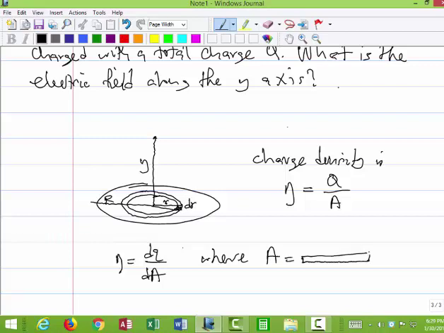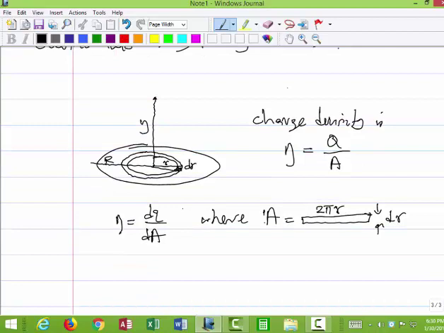So we take that little ring there and stretch it out into a strip. The ring will have a thickness dr, and 2 pi r is the length of the strip. The thickness is dr. So the surface area dA, which is the area of the strip, is equal to 2 pi r dr, like that.